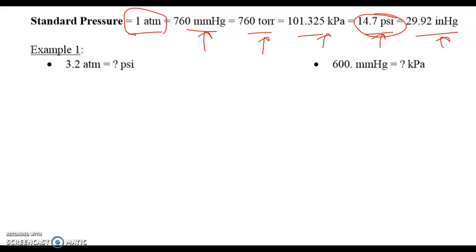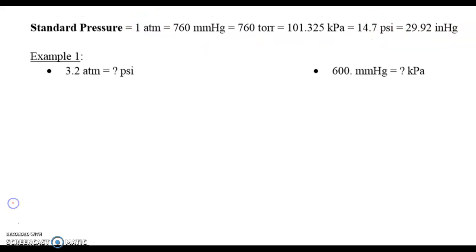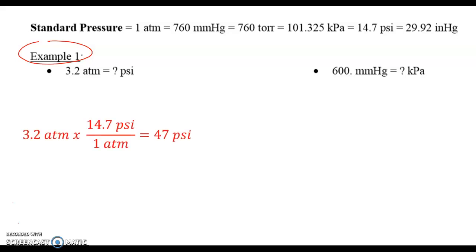So what we end up doing every once in a while is we run into all of these different units constantly. Because of that, you need to be pretty good at unit conversions, and this is really easy stuff. For example, example 1: if we have 3.2 atmospheres, how would we convert that to PSI? Well, we'd simply do a unit conversion.